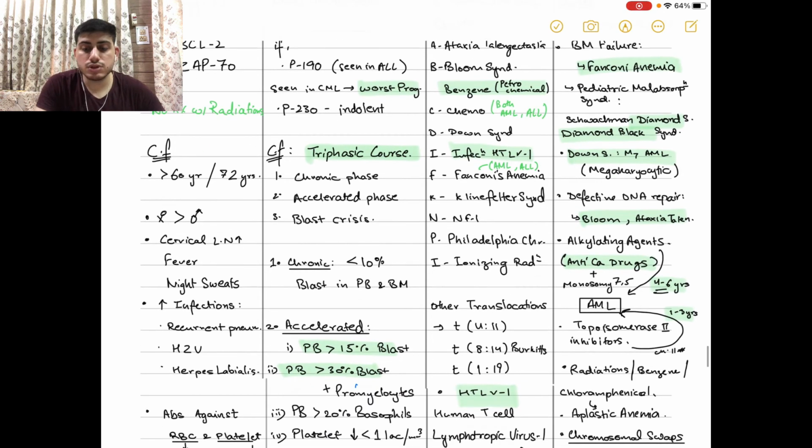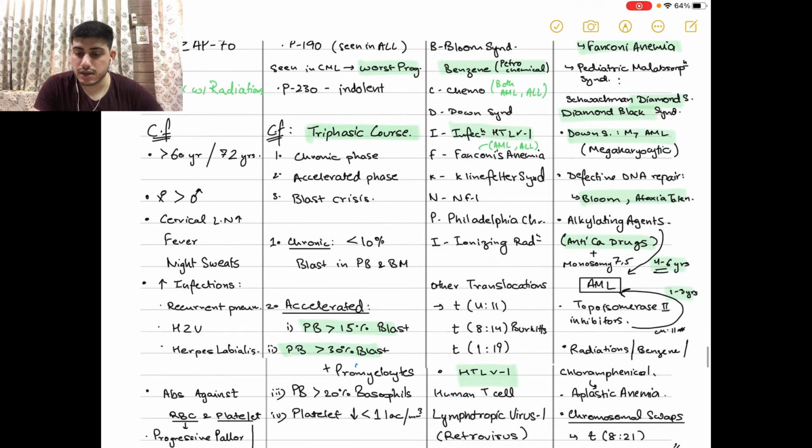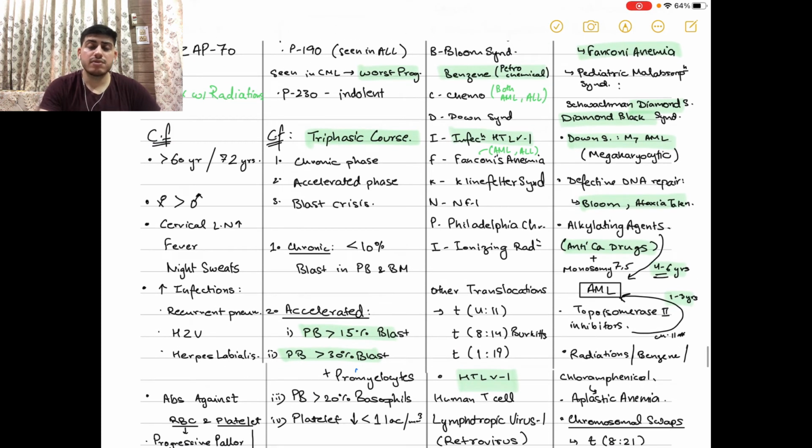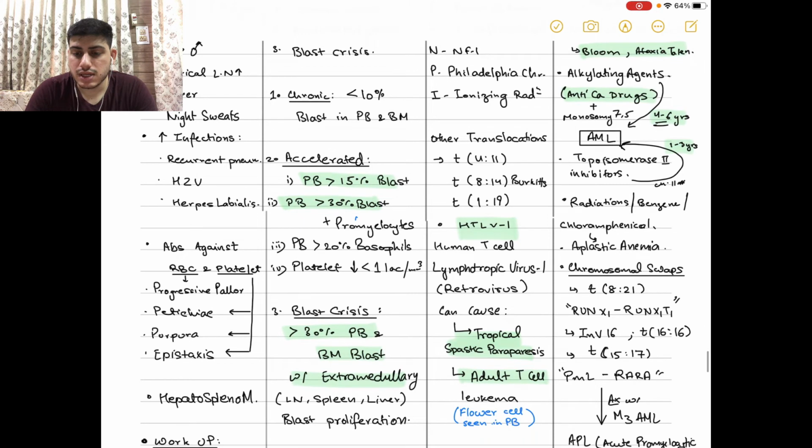Then Down syndrome. Just remember, you must have remembered it already. Down syndrome with M7 variety. And this M7 variety of AML is also called megakaryocytic leukemia, so don't get confused. Okay, so megakaryocytic is M7 AML. Then defective DNA repair: Bloom, ataxia telangiectasia. We also read these causes in ALL. So Bloom, ataxia telangiectasia, then alkylating agents, which are also anti-cancer drugs, and also topoisomerase 2 inhibitors.